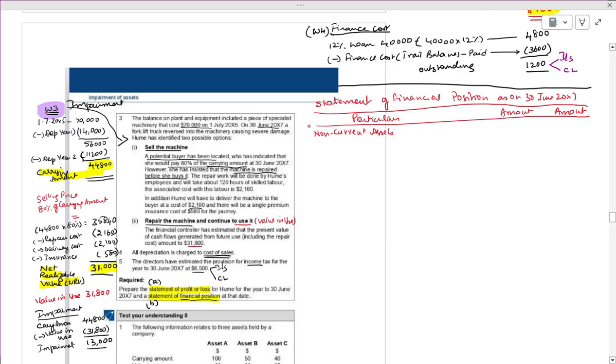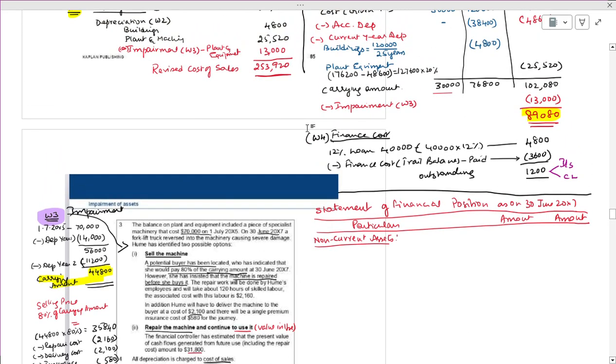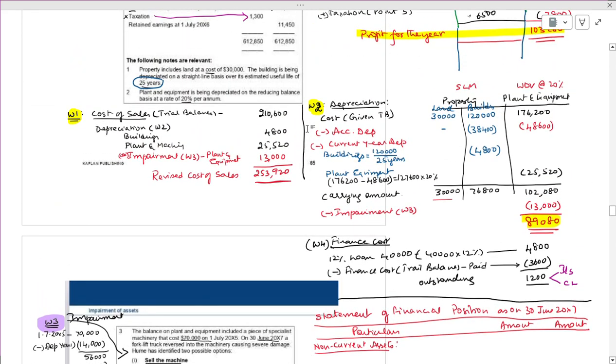Non-current assets. This is a 20 marks question, I am telling you very clearly. In non-current assets, we have to see what we have done: the depreciation and straight land property. Land is there, buildings is there, and plant and equipment is there. How much is there in total?